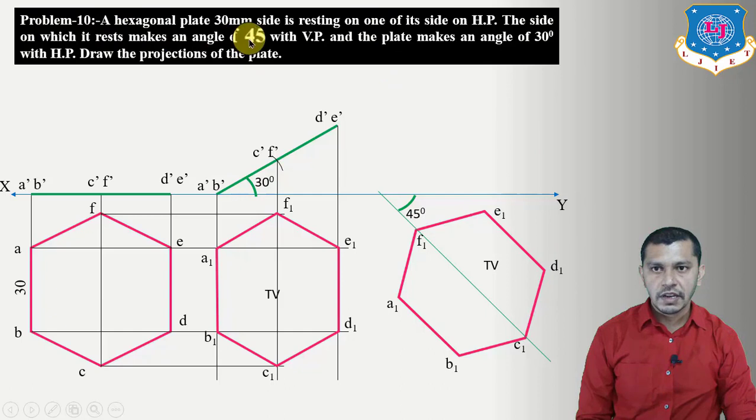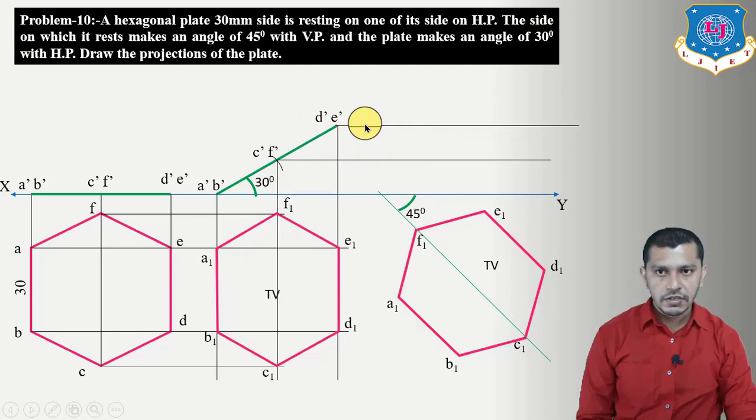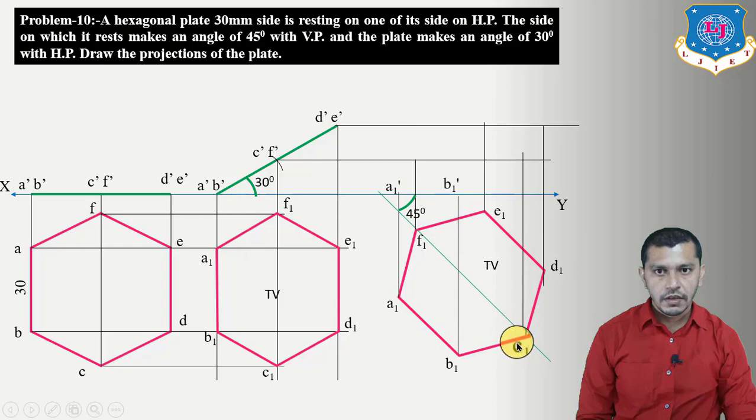So our condition is satisfied. The side on which it rests makes an angle of 45 degree to VP. So side AB makes an angle of 45 degree to the XY reference line. Now we have to draw the elevation, and to draw the elevation, we have to draw the locus from these points. This is a locus of DE, this is a locus of CF, and this will be locus of AB. Now project these points vertically upwards. So here we will get A1 dash, here we will get B1 dash, here we will get C1 dash, D1 dash, E1 dash, and F1 dash. Now connect these points, A1 dash, B1 dash, C1 dash, D1 dash, E1 dash, F1 dash, and A1 dash. We will get the final front view of the hexagon, and it is our apparent shape.